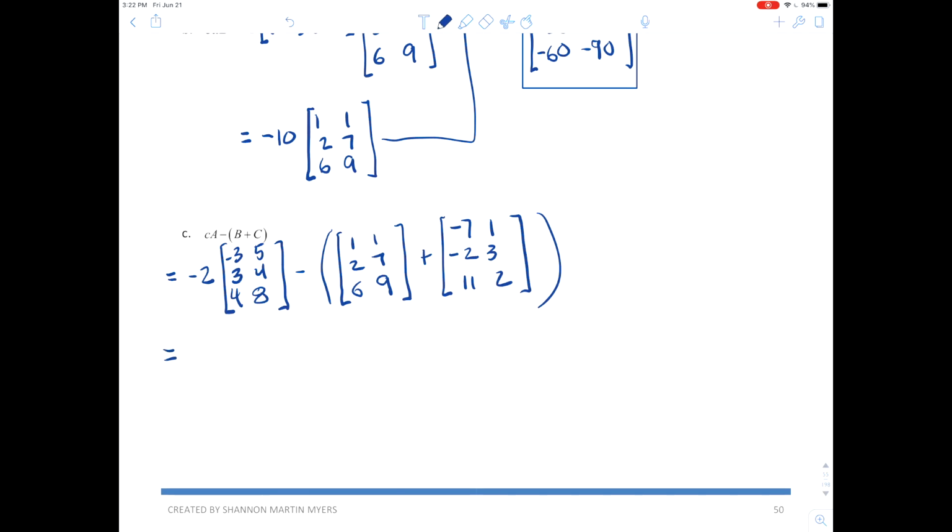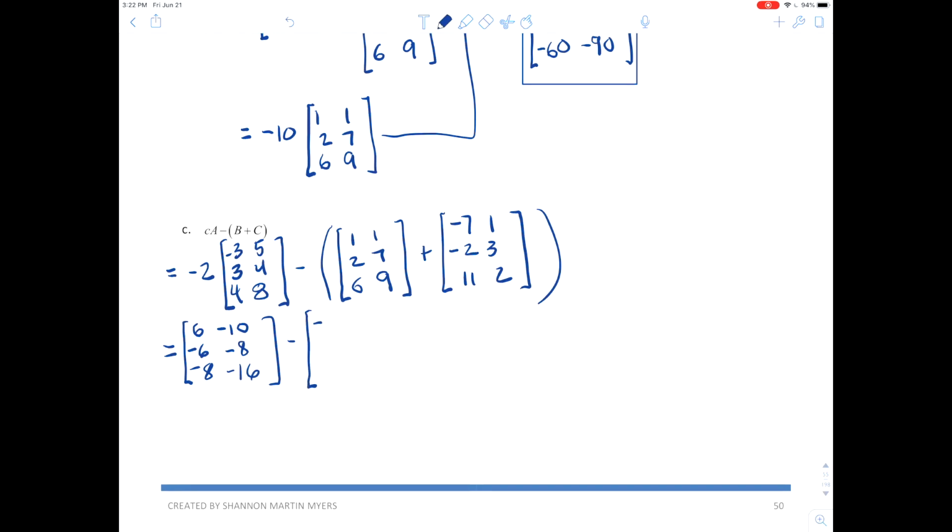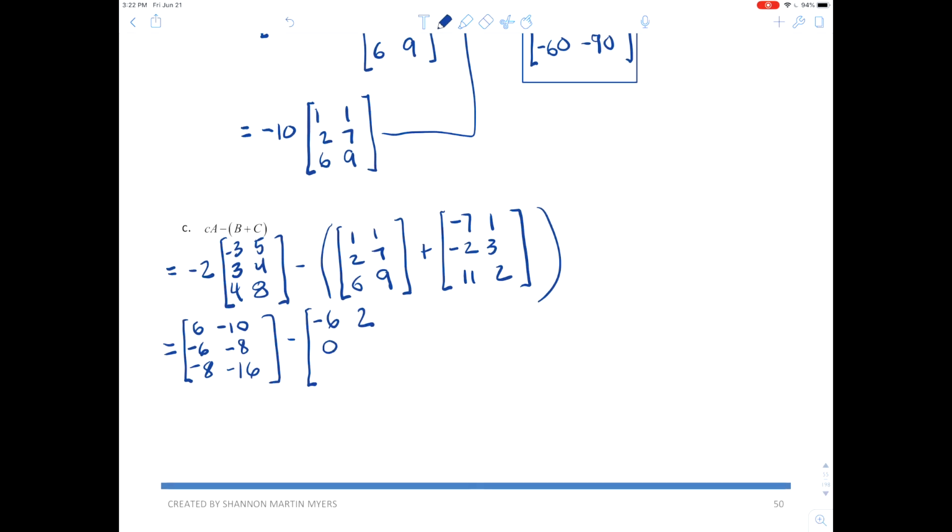This will give us, I'm going to bring that -2 into matrix A. That'll give us 6, -10, -6, -8, -8, and -16. Minus, I'll make one big happy matrix here, and this will give us -6, 2, 0, 10, 17, and 11. And then we'll have an end result of 6 minus -6.